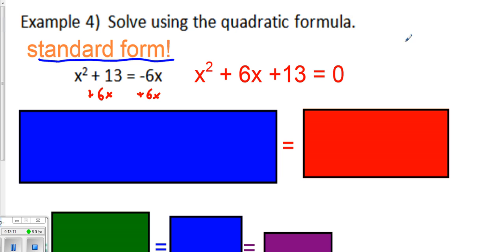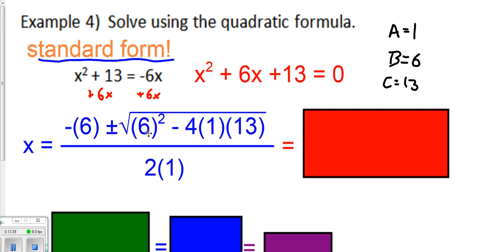I don't think I wrote this off on the side, so we're going to do it now. A in this case equals 1. There's a 1 in front of this. B in this case equals 6, positive 6 right there. And C in this case equals 13. A is 1, B is 6, C is 13. We use all of those numbers and plug it into that quadratic formula. X equals negative b plus or minus the square root of b squared minus 4 times a times c, all of that divided by 2a.